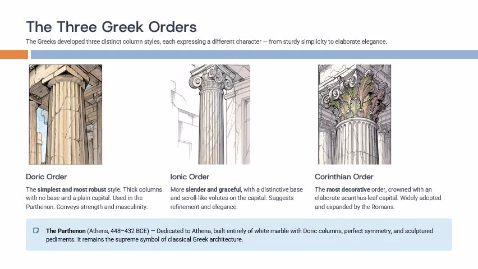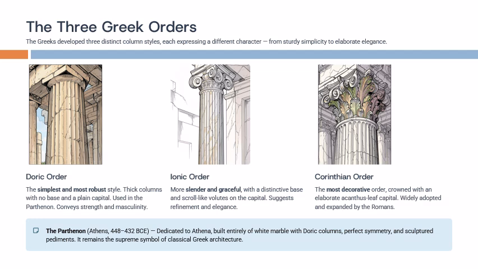So here come the three Greek orders. One is the Doric order, the next is the Ionic order, and then the Corinthian order. The first, the Doric, is the simplest and most robust style. It has thick columns with no base and a plain capital.